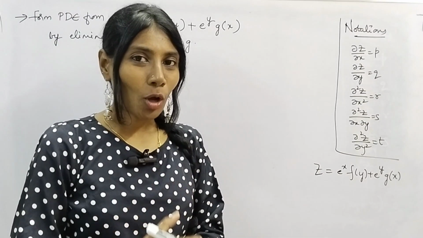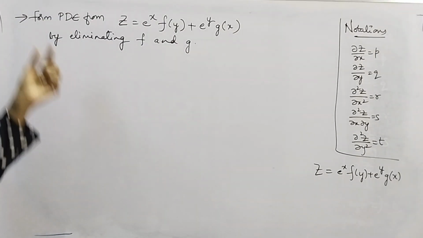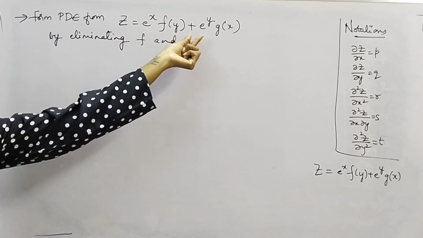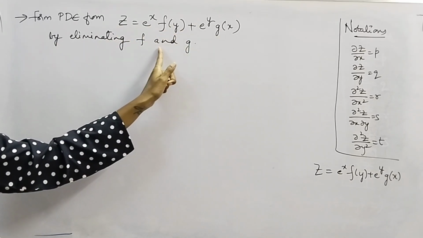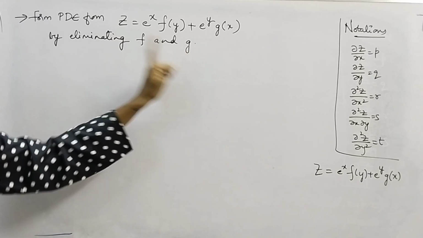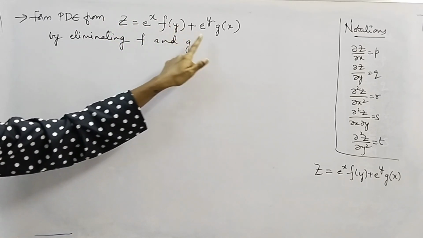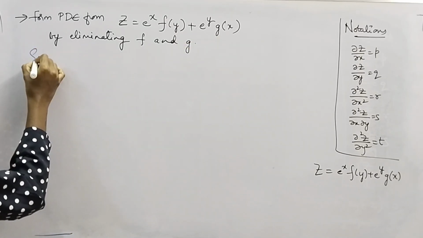In this video, we're going to see a problem from partial differential equations. So let's get going. Problem: form partial differential equation from z equal to e power x f of y plus e power y into g of x by eliminating the arbitrary functions f and g. So here we are asked to form a partial differential equation from this equation by eliminating this f and g, which are the arbitrary functions. Okay, let's see.